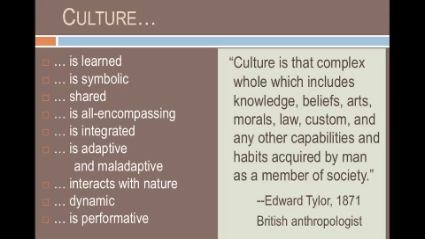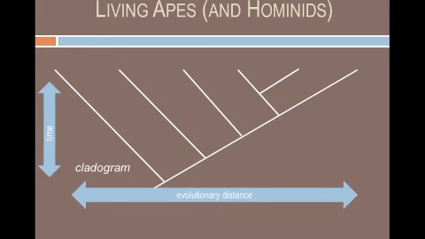So in order to understand how it is that humans develop this thing called culture, we need to really understand what it is that separates us from the rest of the animals. We need to compare ourselves to perhaps our closest relatives to see what we have in common and then what is also unique to just humans. So let's start by positioning ourselves in sort of a family tree.